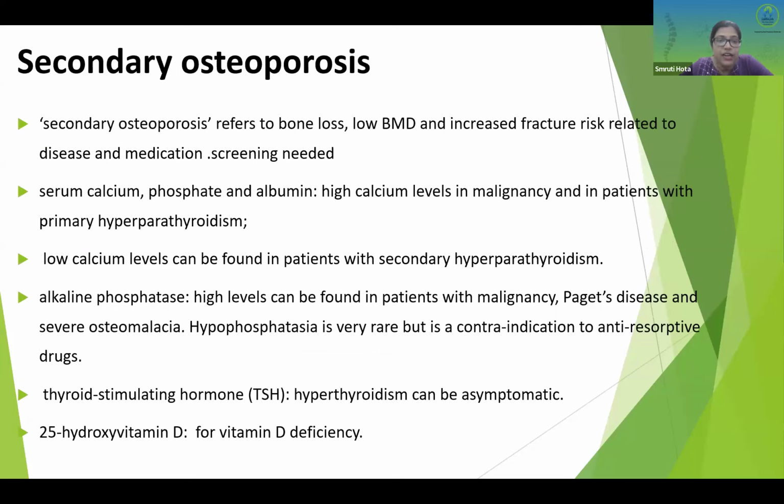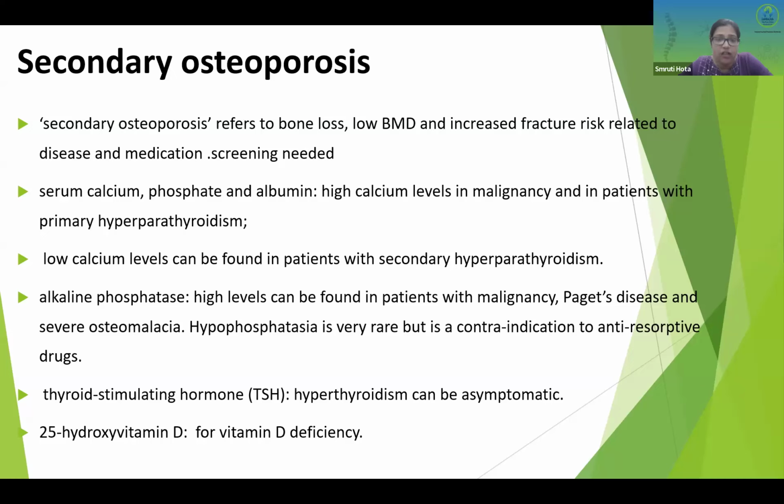Then coming to secondary osteoporosis. Not all osteoporosis is primary or postmenopausal. We should think of secondary causes, which refers to bone loss, low BMD, and increased fracture risk due to underlying disease or sometimes due to medications. And before labeling the patient as having idiopathic osteoporosis, we should rule out all the secondary causes.